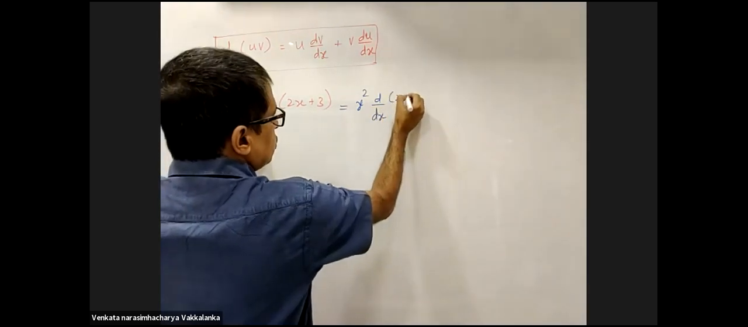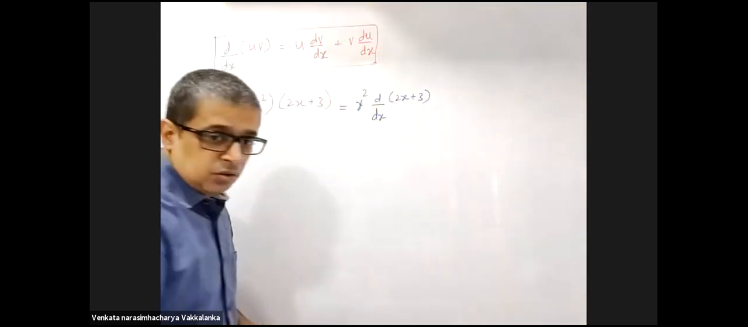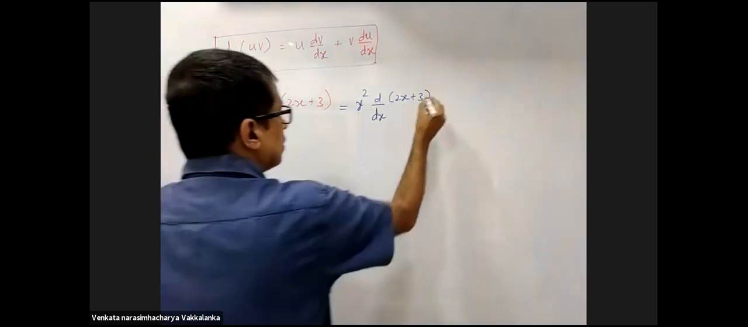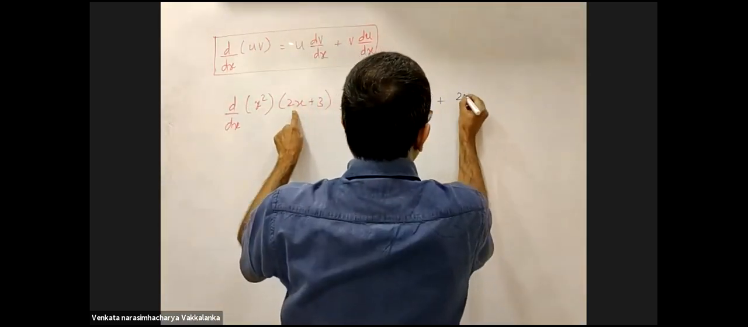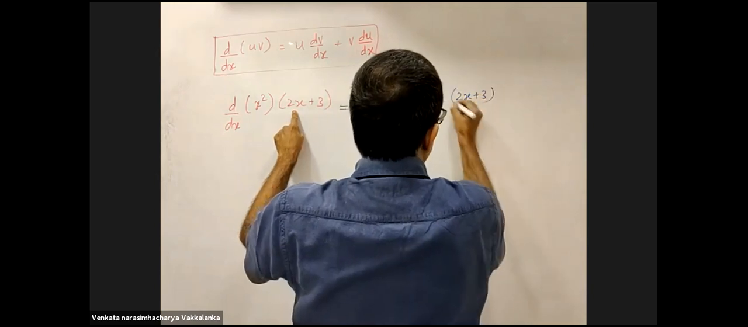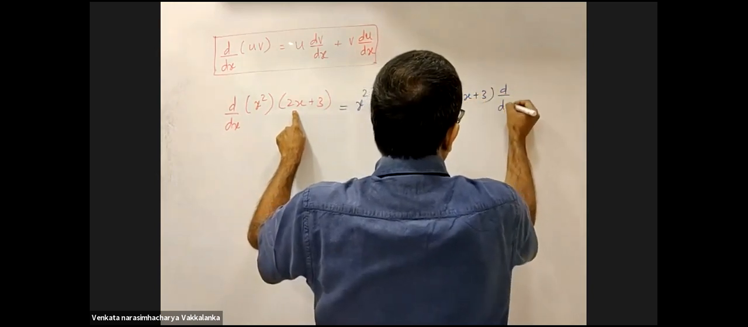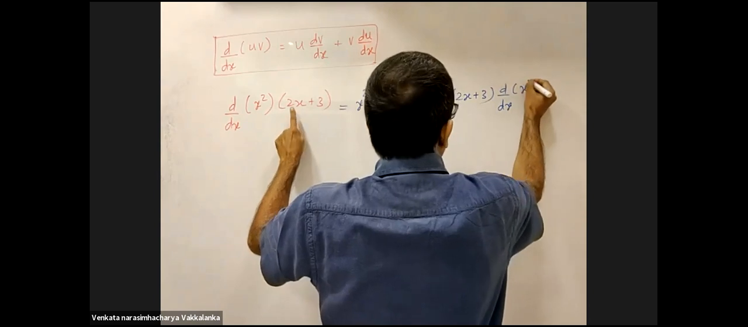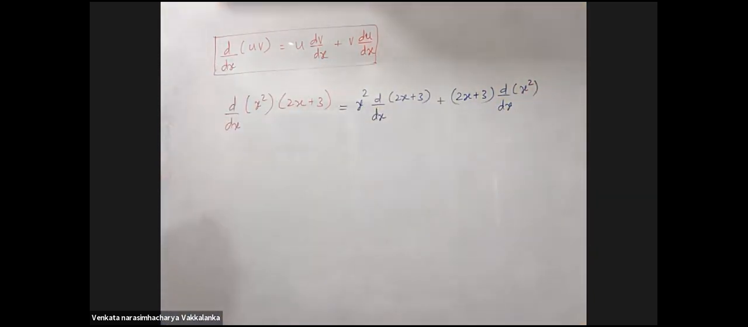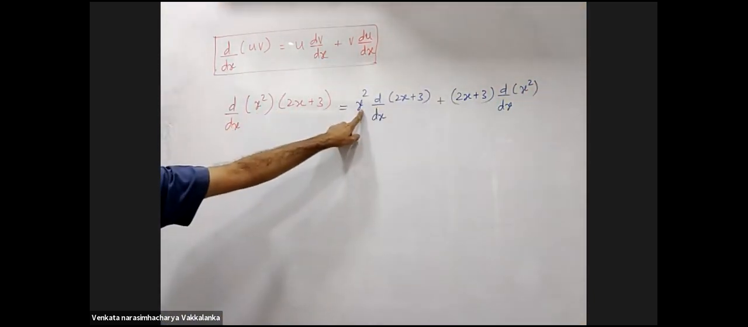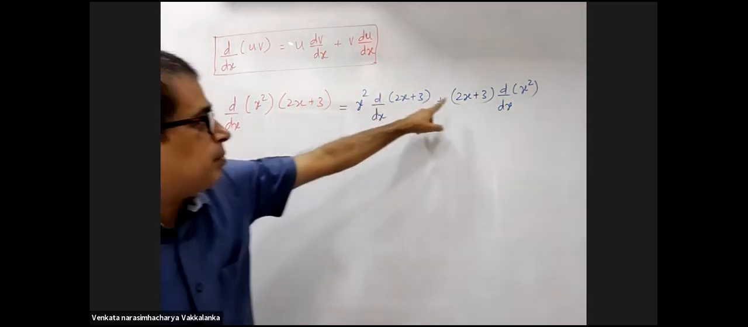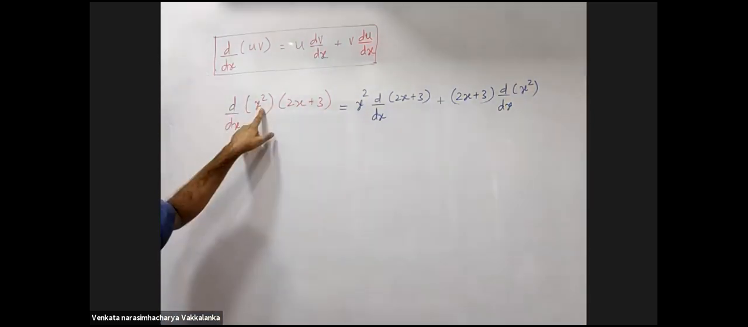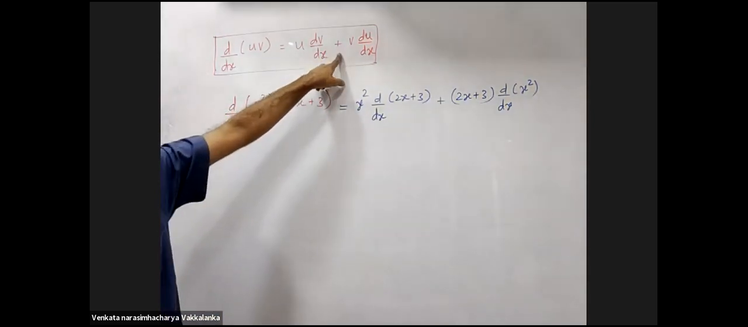D by dx of 2x plus 3. Please concentrate. Plus, keep v as it is, 2x plus 3 into d by dx of x square. Keep x square as it is, differentiate 2x plus 3. Keep 2x plus 3 as it is, differentiate x square. This is what you told me?